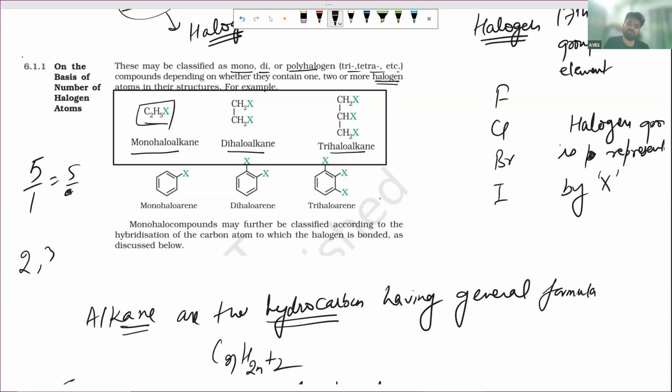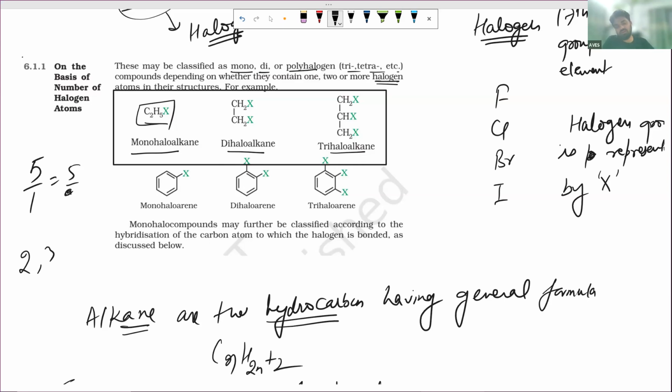Similarly, if it is hydrogen, we don't write hydrogen. But if any other atom is in place of hydrogen, then we have to mention it. It can be any other atom like X, OH, NO2, anything. Except hydrogen, every other atom is represented in the ring. So if it contains 2, it is dihaloarenes, and if it contains 3, it is known as trihaloarenes.